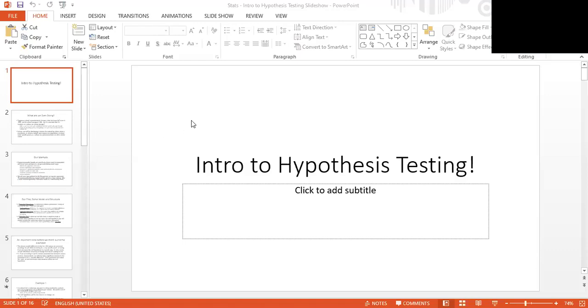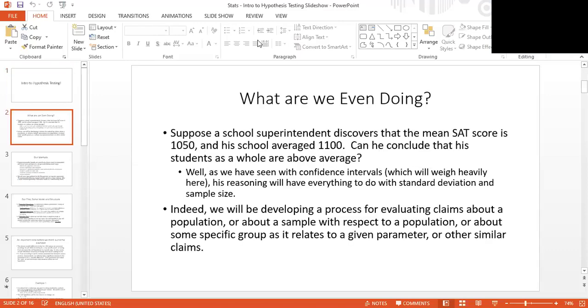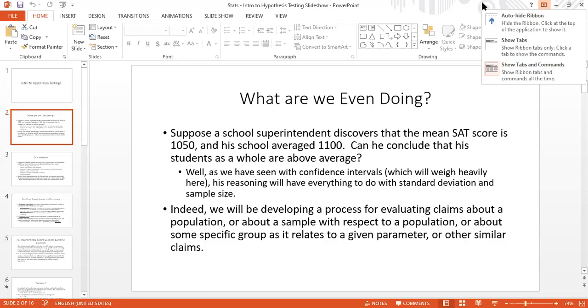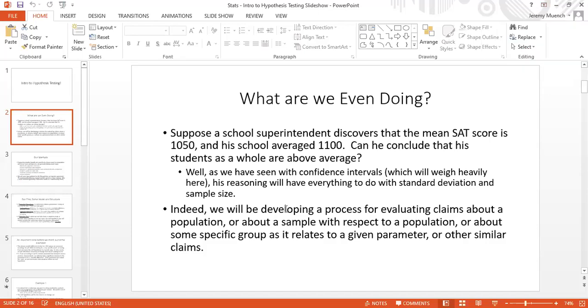So, the big thing here is this idea that we actually want to develop a test. We actually want to develop some way to decide what's going on. So without further ado, let's just see what we're even trying to do here. One of the first things that we might consider is a scenario. Let's suppose a school superintendent discovers that the mean SAT score is 1050 and his school averaged 1100. Can he conclude his students as a whole are above average? Can he conclude that his school is just the bestest school ever?